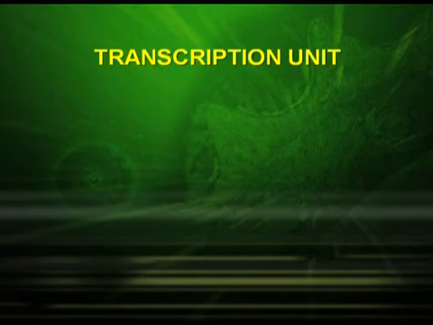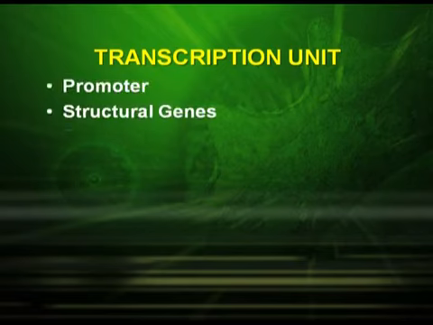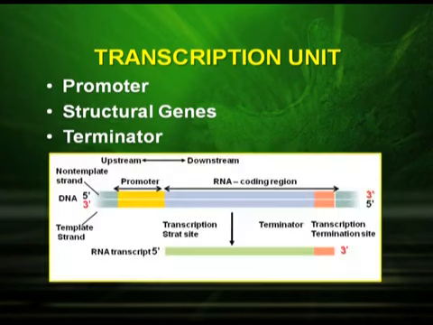Now let us see what a transcription unit consists of. There are 3 important regions in the transcription unit: the promoter, the structural gene and the terminator. Now, if you look into the picture of the DNA strand, you can see the promoter region where the RNA polymerase comes and binds, the RNA coding region, and the terminator region where the transcription terminates or stops. So, there are two strands, 5' to 3' and 3' to 5'. The promoter site is located at the 5' end, whereas the terminator is located at the 3' end.